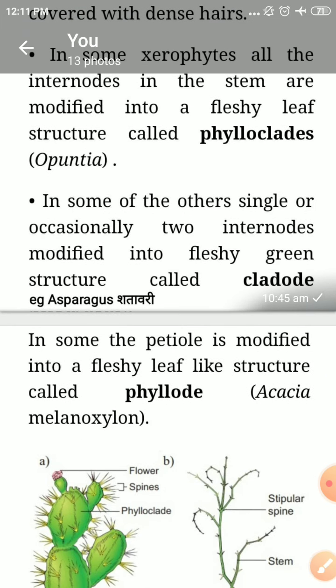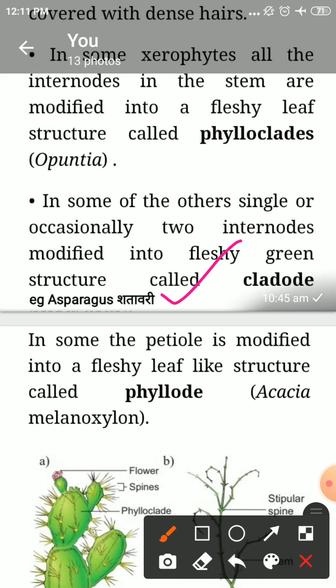In some other plants, a single or occasionally two internodes are modified into fleshy green structures called cladodes, for example, in asparagus. In our Shatavari plant, our campus has the asparagus Shatavari climber in many places. This climber shows cladodes. This is a modification of the stem seen in the Shatavari climber.